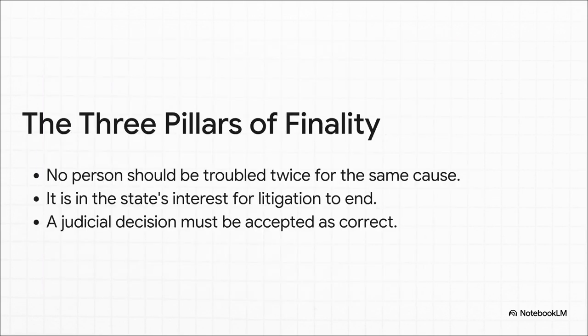So why do we have this rule? Well, it's not just a technicality. It's based on three really important ideas, three pillars of finality, you could say. First, simple fairness. Nobody should be dragged through the mud for the same issue twice. Second, it's for the good of the public. There has to be an end to lawsuits, otherwise the courts get clogged. And third, it's about respecting the system. A court's final decision has to mean something. It has to be accepted as correct.